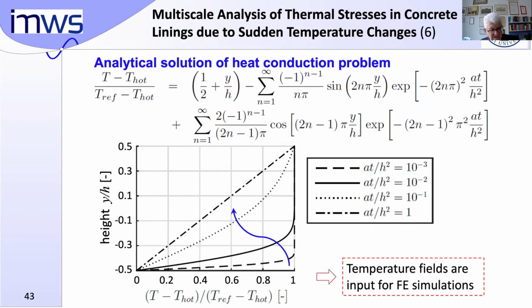What is interesting here is the relationship between this quantity, which contains the temperature, and the height of the beam. There are four different curves for four different instants of time. For the shortest instant of time, the dashed curve, obviously only the lowermost part of the cross-section of the beam close to the fire load is affected. Finally, at so-called stationary conditions, we have a straight line. Now, these temperature fields are used as input for finite element simulations.